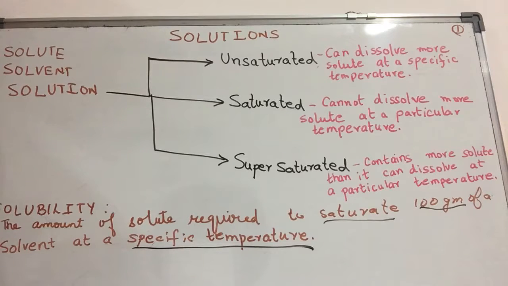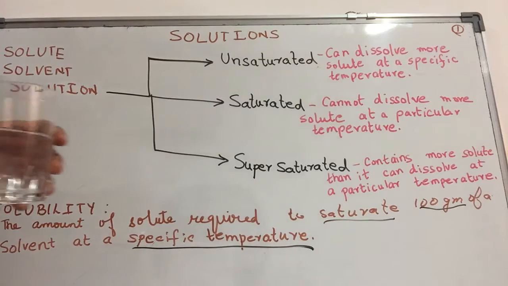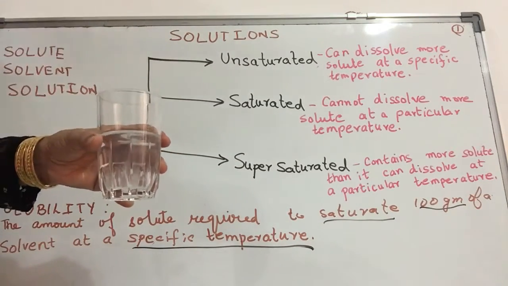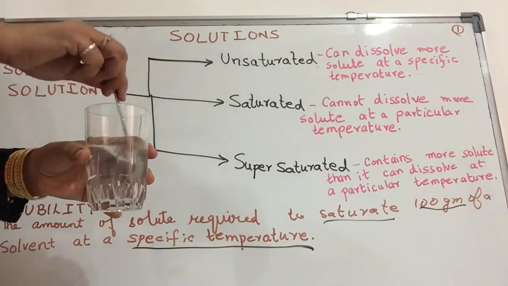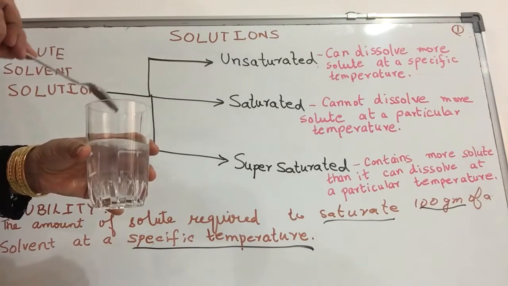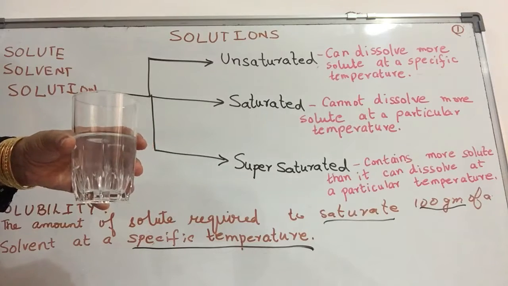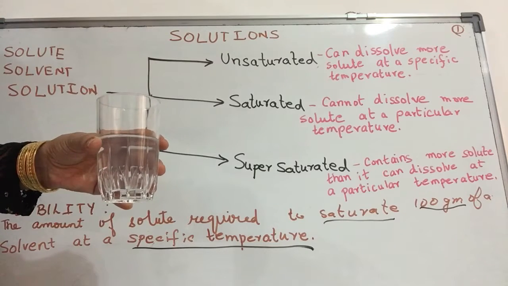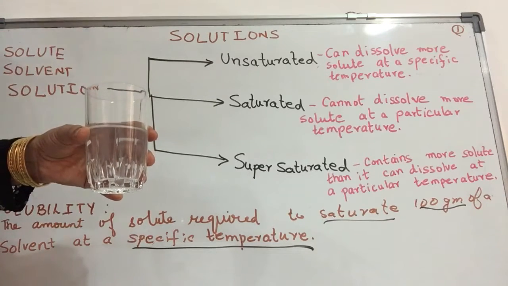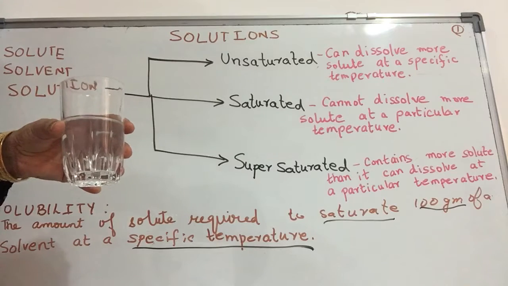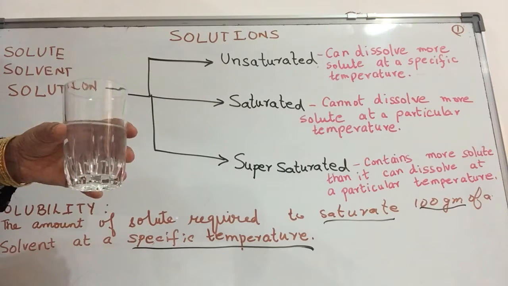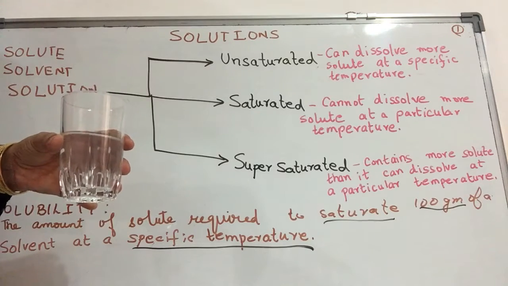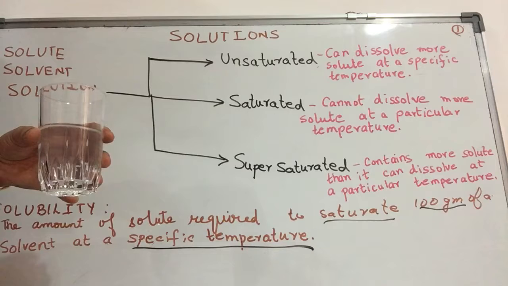What is a solvent? I take a glass of water and I add a little bit of salt to it. This is stirred and the salt dissolves in the water. This now becomes a solution. The salt here is the solute, the liquid here, that is water, is the solvent. This way we can have many different combinations. We can have sugar dissolving in water. In that case, sugar will become the solute and water will become the solvent.